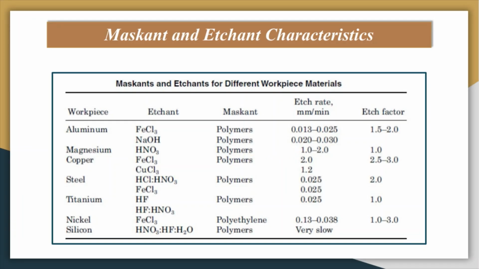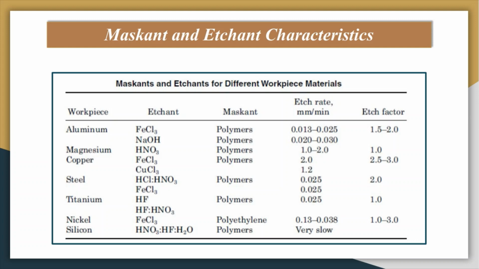Now again, the second table. Here we can see we have the column about the workpiece. Then in the second column I have mentioned the etchant, which maskant we can use, what the etching rate will be, and what the etch factor will be.